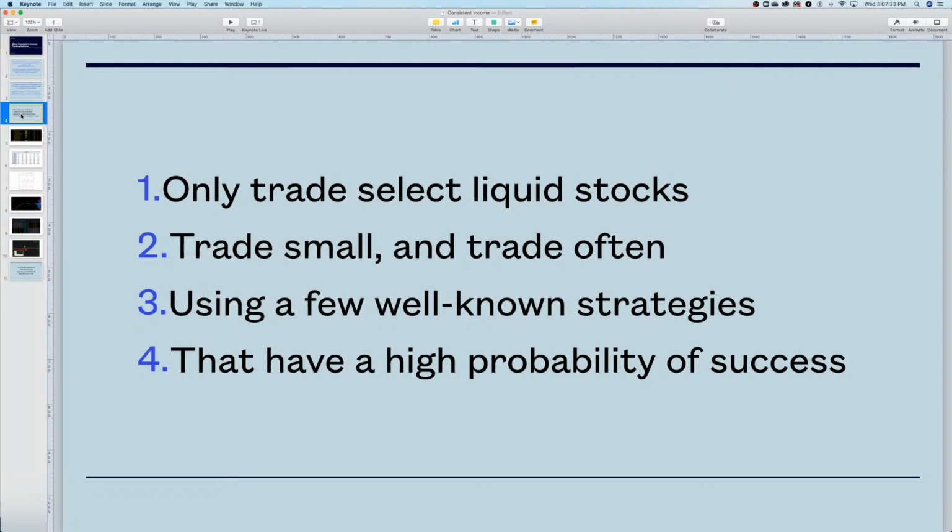When I say trade often, over the course of a month you'll put on maybe 10, as many as 20 trades. Not a lot. You'll be using a few well-known strategies. If you looked up option strategies, everyone knows about them. They've been around for ages. They have funny names. And you'll know which ones to use when. And you'll only be trading things that have a very high probability of success, and you'll be able to see exactly what that probability is. As long as you stay within those bounds, you're going to be consistent.